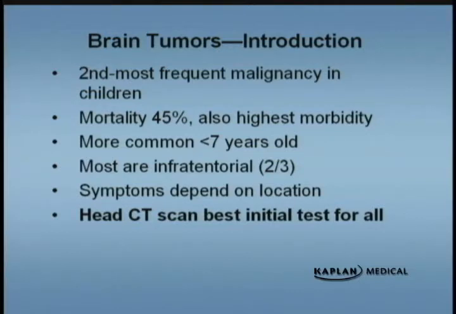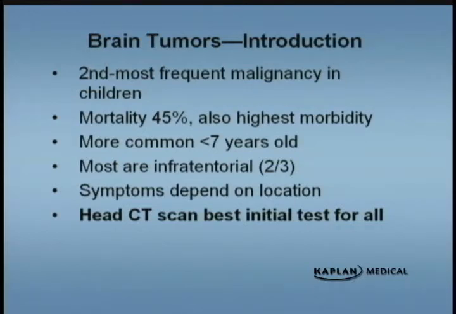And the symptoms of brain tumors depend on the location. So sometimes a brain tumor, if it's located, let's say, in a temporal lobe or somewhere other than the midline, the patient may present with a focal seizure. Brain tumors that are in the midline and obstruct flow of cerebrospinal fluid may present with progressive signs of increased intracranial pressure. So the location, again, determines the presentation.